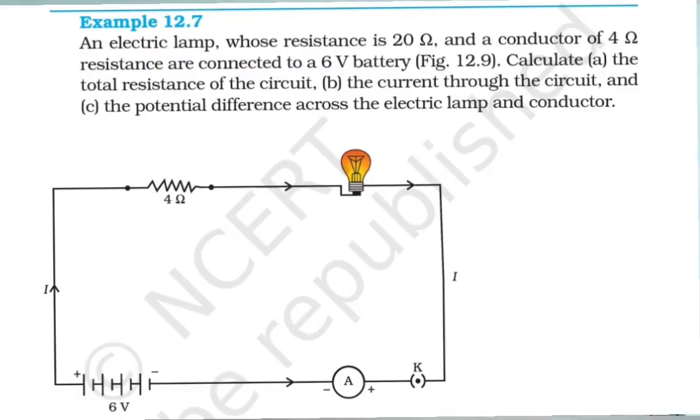An electric lamp whose resistance is 20 ohm and a conductor of 4 ohm. That means they are given 2 resistor values here. Okay, 20 and 4 ohm are connected to a 6 volt battery. They have given 3 sub-questions: calculate the total resistance of the circuit, the current through the circuit, and the potential difference across the electric lamp and conductor. So pause the video and reread the question.